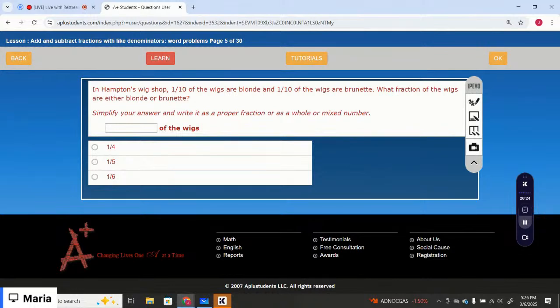In Hampton's wig shop, 1/10 of the wigs are blonde and 1/10 of the wigs are brunette. What fraction of the wigs are either blonde or brunette? So, which is the correct option?